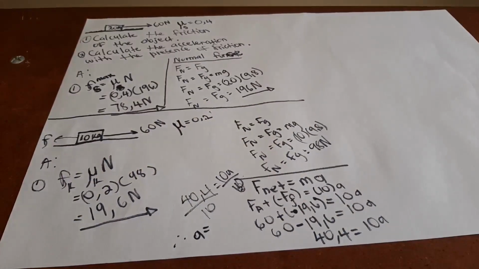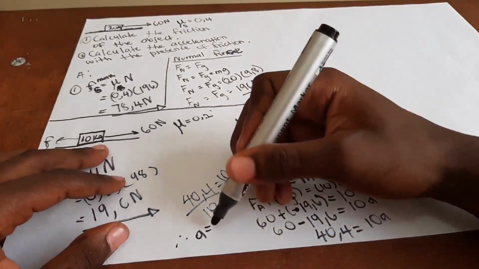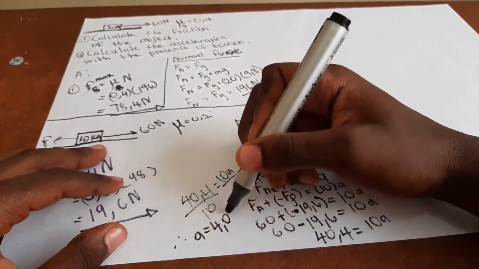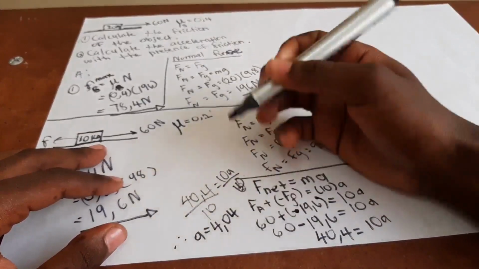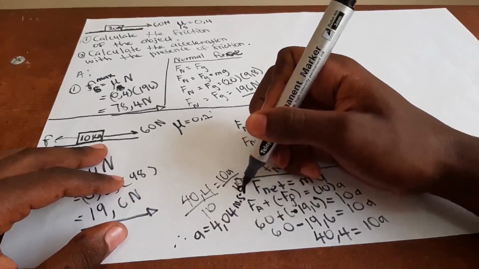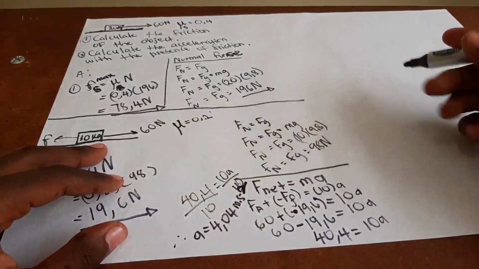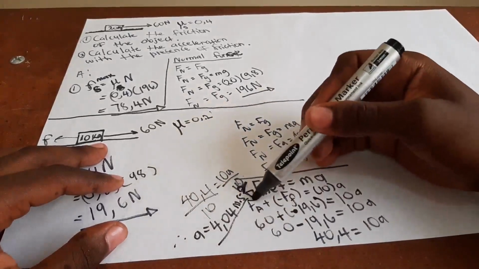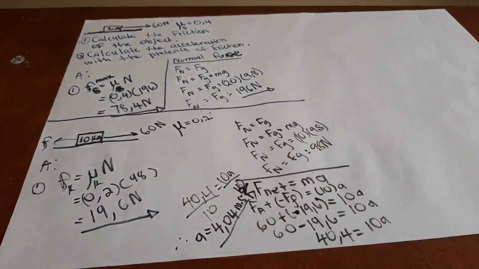That gives us 4,04 meters per second squared. Okay, that's how it goes. So this is our answer. Okay, I think you get it, guys.